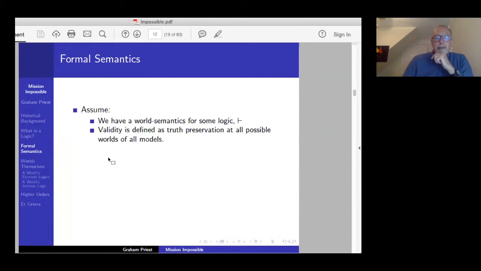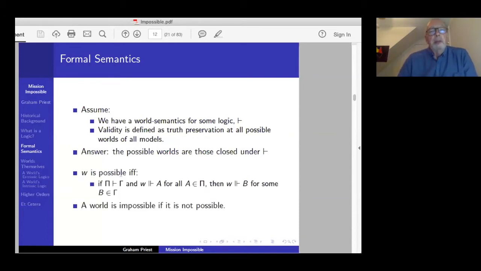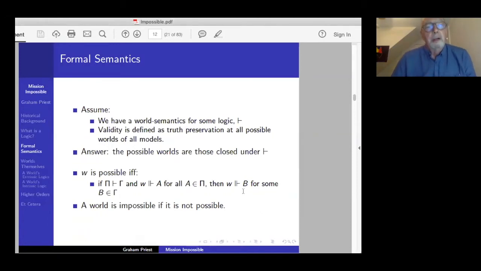So let me make that a bit more precise. The possible worlds are going to be those that are closed under turnstile. Okay, so W is going to be a possible world just if, well, this says if pi entails gamma and everything in pi is true at W, then something in gamma is true. Okay, that's just to say that W is closed under the consequence relation. So that's a possible world, one that's closed under the consequence relation. Of course, that does depend on the consequence relation, but I'm not assuming anything about the consequence relation other than what I've said. And a world is impossible if it's not possible.